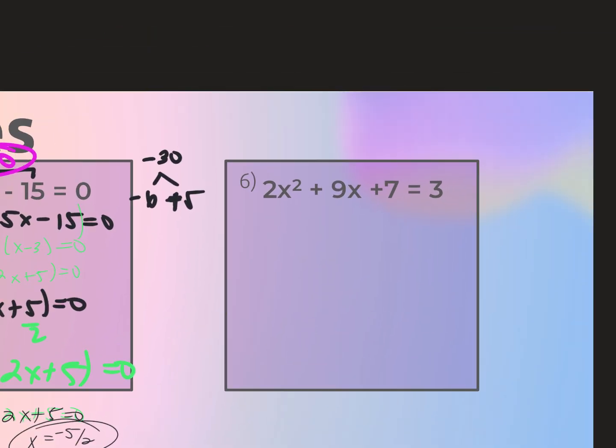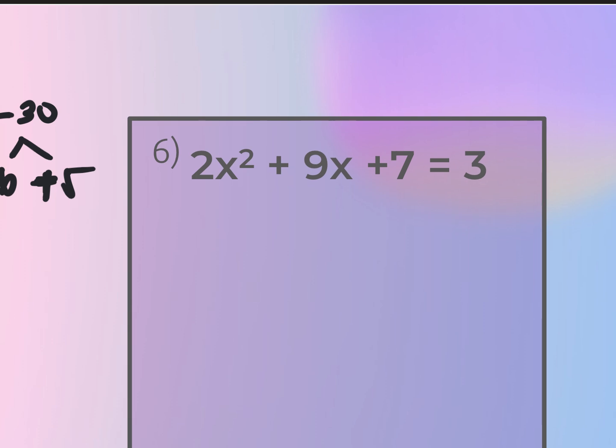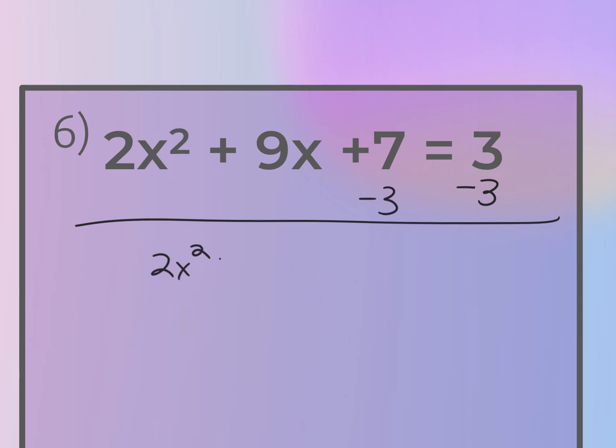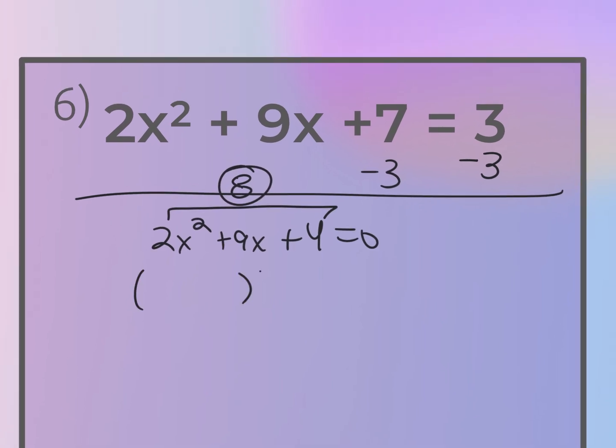Guys, doing great. All right, how is 6 a teeny bit different? There's something on the other side. What's the first thing you absolutely have to do? Everything to one side, set your equation equal to 0. You have to do that first. So I'm going to subtract 3 from both sides. So I have 2x squared plus 9x plus 4 equals 0. So now a times c. What are the factors of 8 that multiply to give me 8 but add to give me a positive 9?